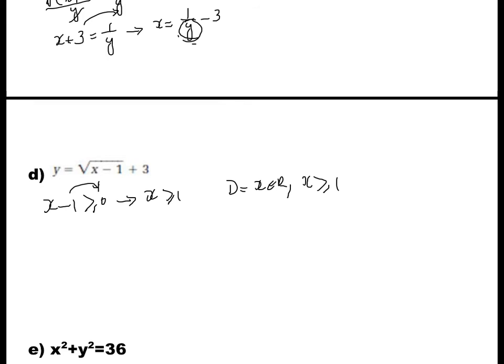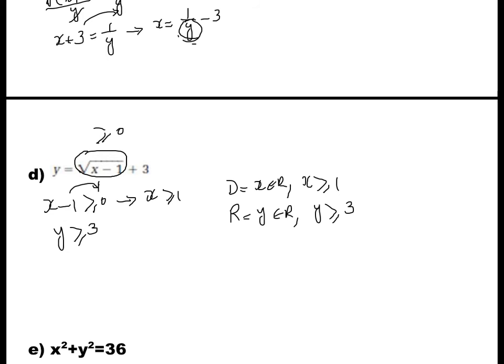So this means that the domain is x in R, and x has to be greater than or equal to 1. For the range, we are going to look at y equals the square root of x minus 1, plus 3. Since the square root quantity can only be greater than or equal to 0, because square root returns either 0 or a number which is greater than 0, we can see that y can go from 3 upward. So y is greater than or equal to 3. So the range is y in R and y greater than or equal to 3.